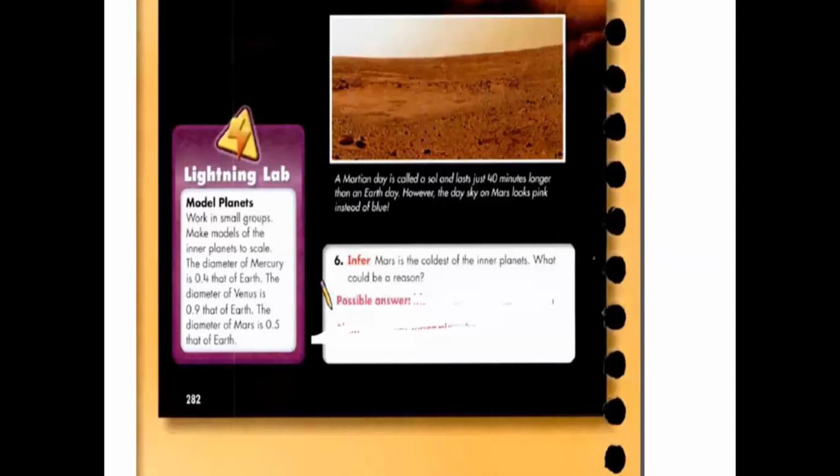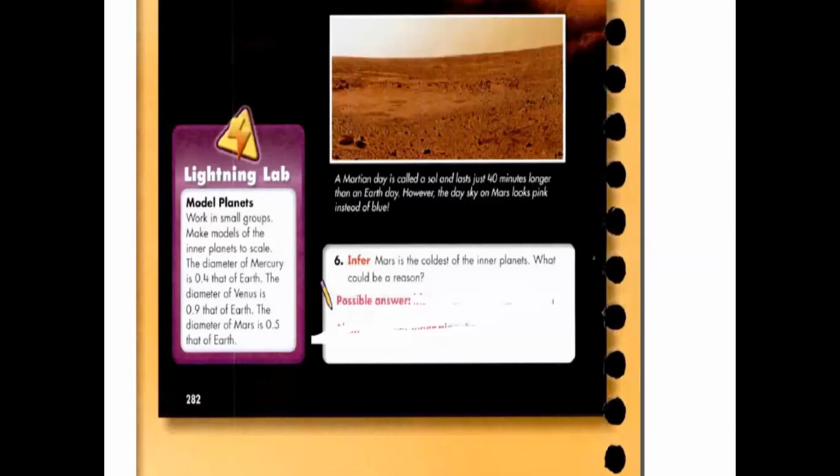A Martian day is just 40 minutes longer than on Earth. So the days are nearly the same. If our day is about 24 hours, the day on Mars will be 24 hours and 40 minutes. However, the daytime sky on Mars looks pink instead of blue. If you are on the Mars surface and look at the sky, you will find it pink. On Earth, we see the sky as blue.